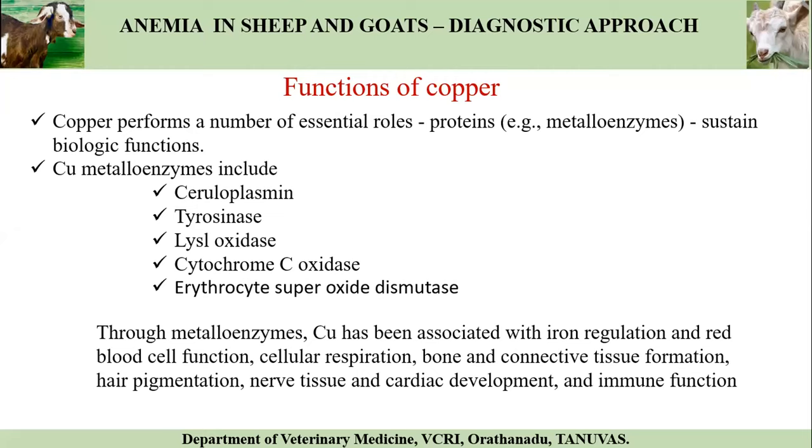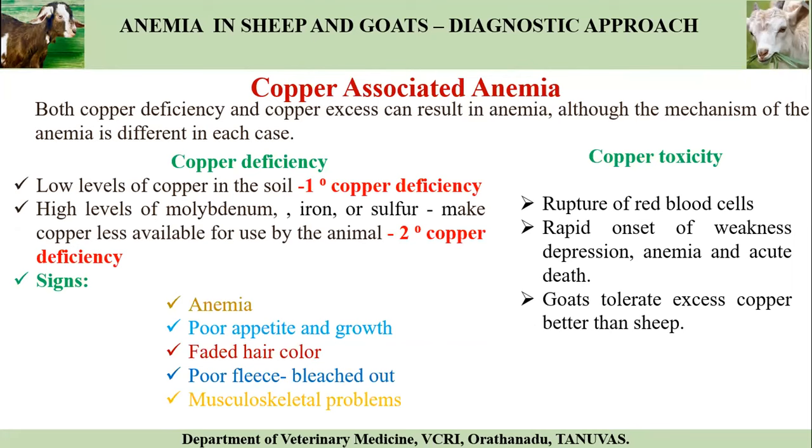Through the metalloenzymes, copper is associated with iron regulation, red cell formation, cellular respiration, bone and connective tissue formation, hair pigmentation, nerve tissue and cardiac development, and immune function. How will it cause anemia? Both copper deficiency and copper excess can result in anemia, although the mechanism of anemia is different in each case.